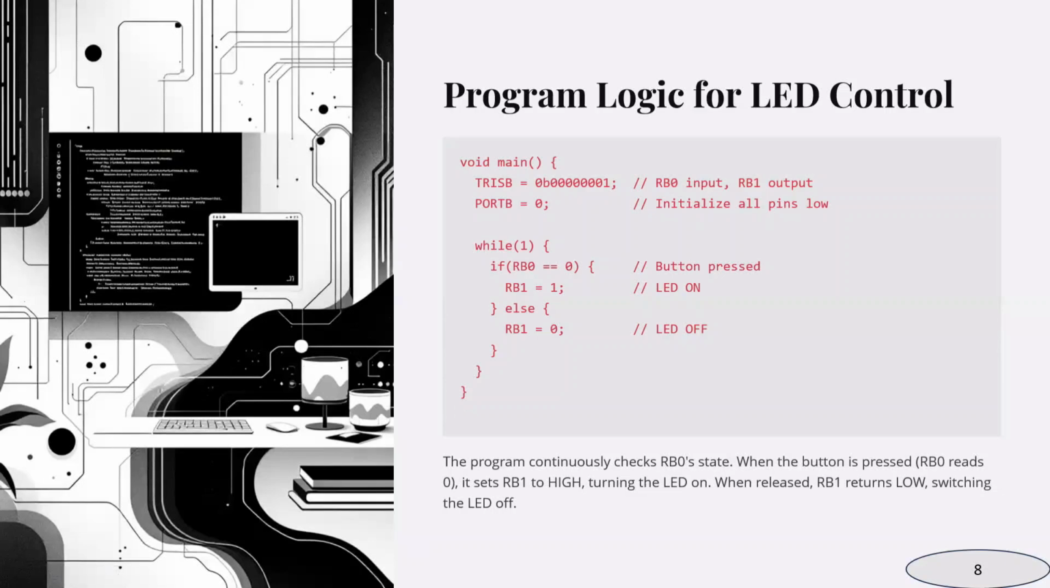The program continuously checks the state of RB0. If the RB0 pin is high, the LED will be turned off, and if the RB0 pin is low, the LED will turn on. Let's go and check how you can configure the circuit and how you can program it. Clear?